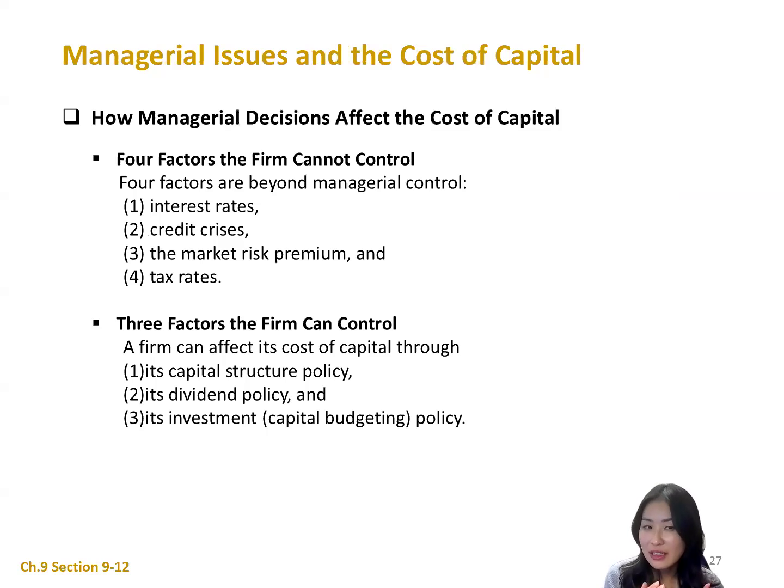So it restricts access to capital. This makes it harder and more expensive for firms to secure funding. Third is market risk premium. Market risk premium reflects investors' expectation for return on risky assets versus risk-free investment. So if investors become more risk averse, the required rate of return starts to increase, raising the cost of equity.